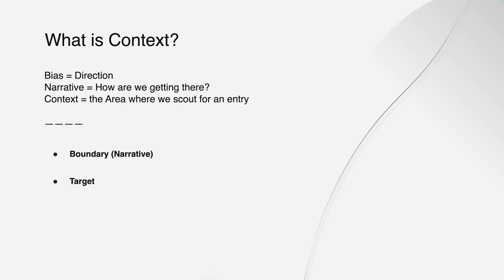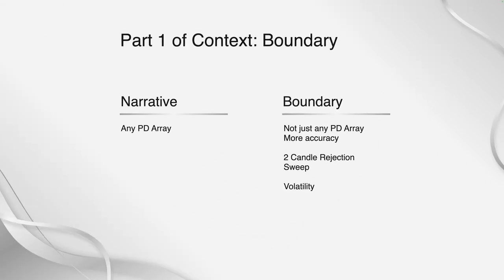Then we have context. Context is the area where we now scout for an entry. Also known, like I mentioned in the beginning, the context area. And the context area is exactly the area where you can look for an entry on the lower time frame, for example. And the context consists of 2 components, where we have the boundary, and I have narrative right there as well, because it's closely related, but it's not exactly the same. Then we also have the target right there, which is the second component, the second part of context.